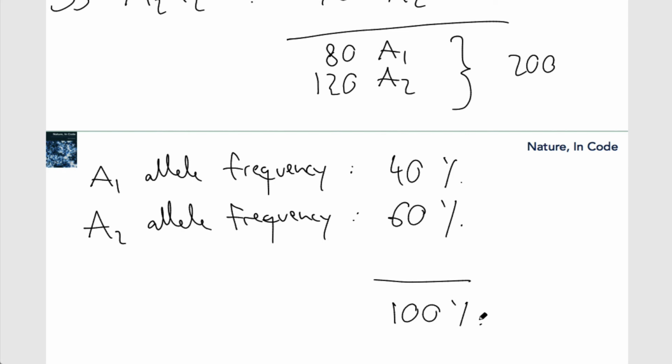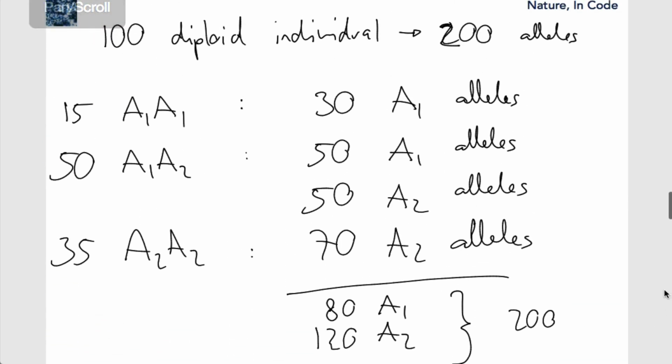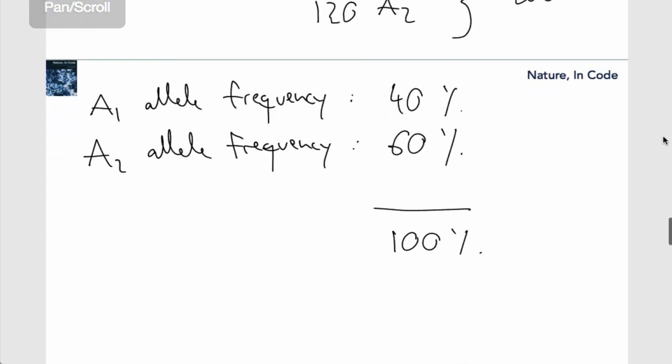So we've now established that in this population of 100 individuals, where we have a gene that has 2 versions of itself, namely A1 and A2, we have 15% A1A1 genotype, 50% A1A2 genotype, and 35% A2A2 genotype, and that translates into an A1 allele frequency of 40% and an A2 allele frequency of 60%. So that was relatively straightforward.